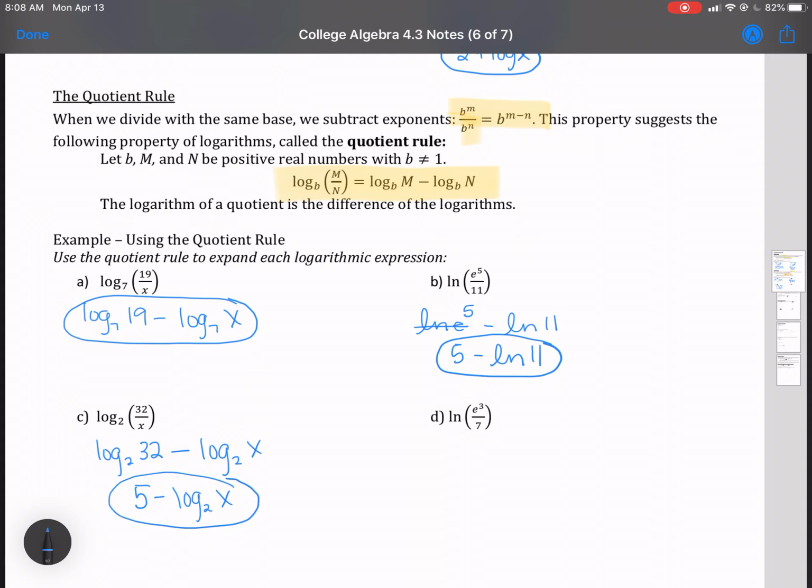And looking at d, we have the natural log of e cubed divided by 7. That becomes the natural log of e cubed minus the natural log of 7. The natural log of e, those cancel. We're just left with the exponent of 3 minus the natural log of 7.